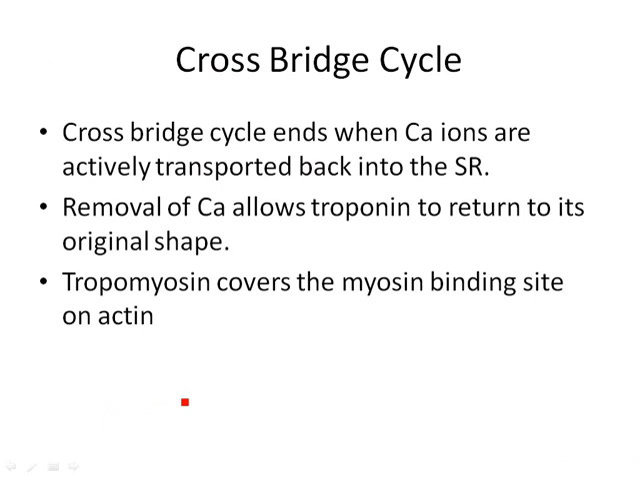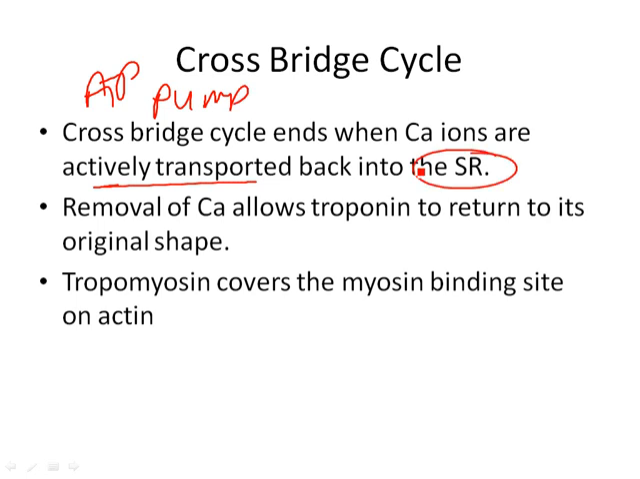Now, this cross-bridge cycling ends when you get rid of calcium. And so you get rid of calcium by actively transporting it. That means using ATP, using a pump, back into the sarcoplasmic reticulum. You take the calcium out of the cytoplasm, put it back in the sarcoplasmic reticulum. That means it no longer binds troponin. That means troponin then changes shape again. The tropomyosin changes shape again. The tropomyosin then covers the myosin binding site on the actin. So therefore, actin and myosin can no longer bind. You no longer get contraction.